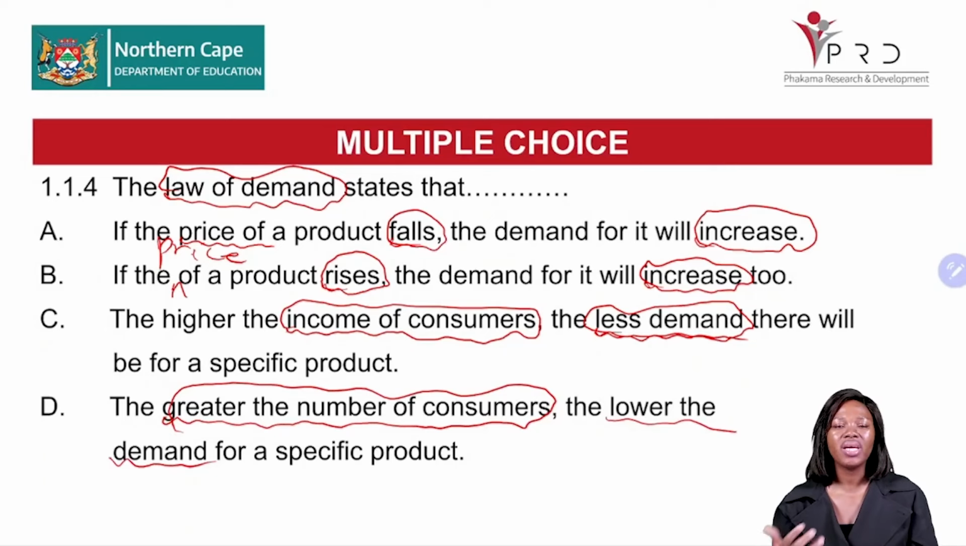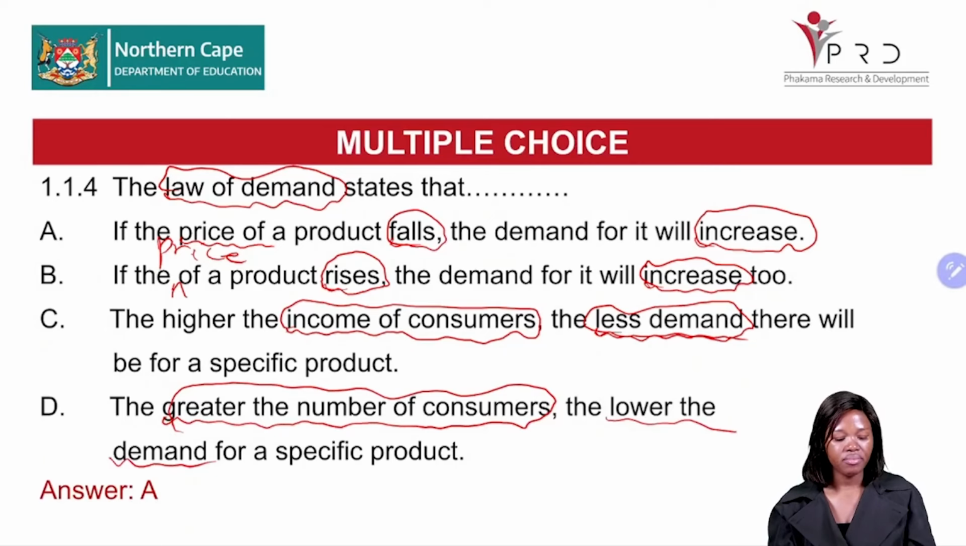Now, what is the correct answer for our 1.1.4? Understanding the law of demand, the correct answer will be A. Why A? If the price of a product falls, if it is reduced or decreases, the demand for it will increase.